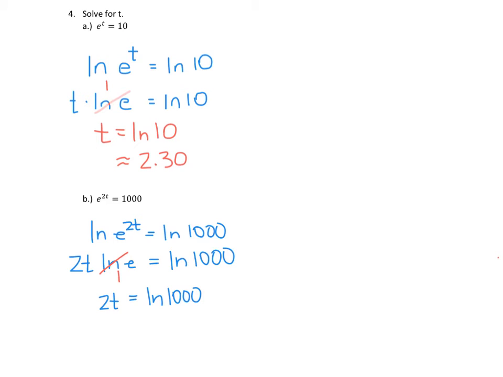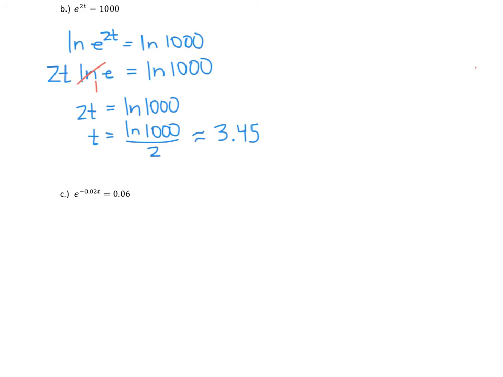Divide both sides by 2, so we get that t is equal to natural log of 1,000 divided by 2. And that would be the exact answer for t. If we wanted a decimal approximation, we can plug natural log of 1,000 in our calculator by again hitting that ln button on the calculator. And then natural log of 1,000 divided by 2, rounded to 2 decimal places, gives us 3.45.